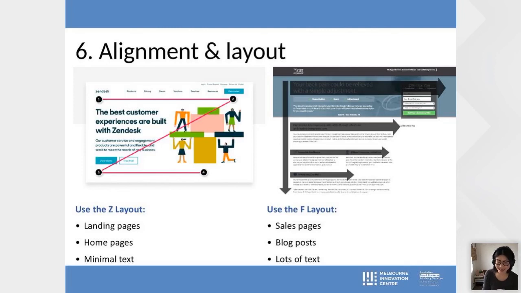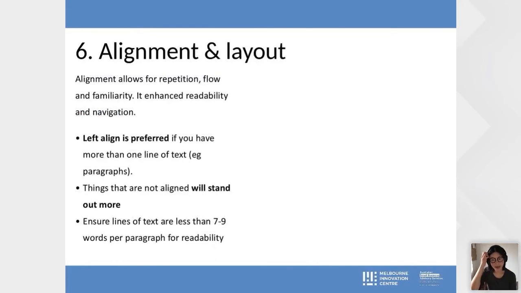So if your page doesn't have a lot of text, then you would typically choose the Z layout. Otherwise, you would go for the F layout. So this is really good for sales pages with a lot of text. And there tend to be longer pages, blog posts, anything that has a lot more clutter on it. Typically, people would read that with an F layout. Yeah, and then alignment and layout allows for repetition, familiarity, and flow. It allows for enhanced readability and navigation.